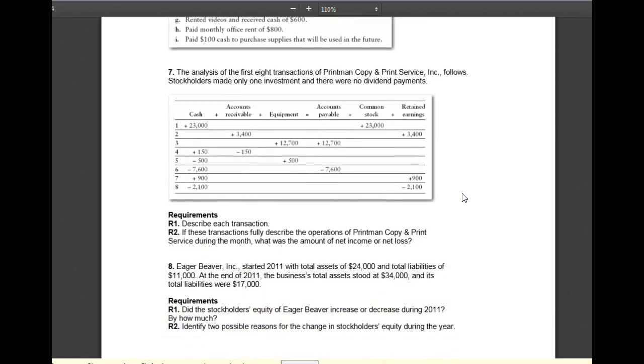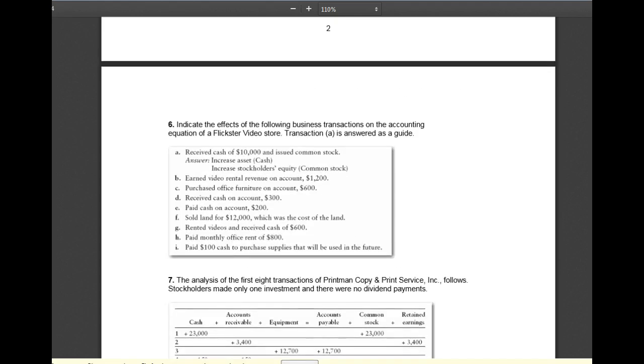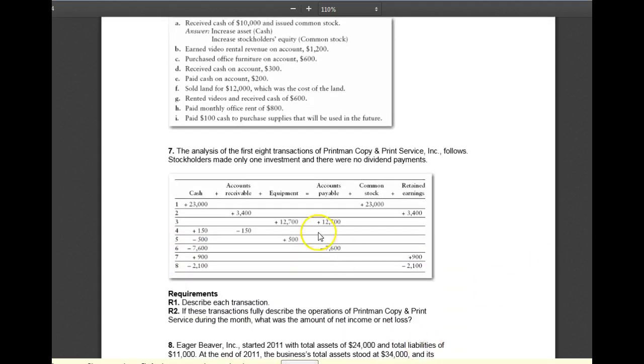7. Now 7, you're literally just going to explain what's going on. You've kind of looked at all of these from above in one shape or the other, okay? Now you're going to describe. Let's see. For the first one, I'll give you a hint. We have received $23,000 in cash and sold or issued $23,000 in common stock. That becomes our business transaction.